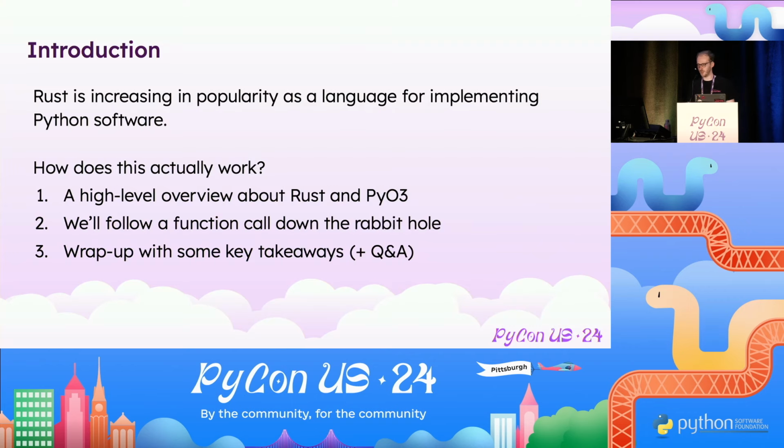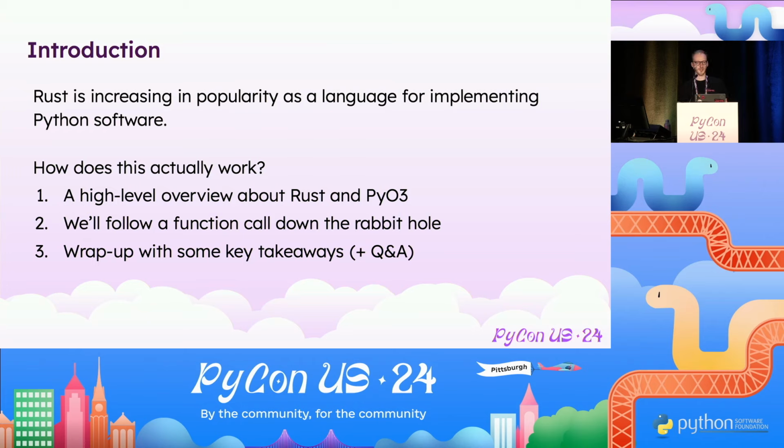Well, let's start with an observation. You've probably noticed that Rust is increasing in popularity as a language for implementing Python software. And what you might not know is what that actually means, how that's actually working. What I want to do today is to try and illustrate that for you. And so we'll start by talking a little bit about Rust and a little bit about a library called PyO3 that's used to do all of this.